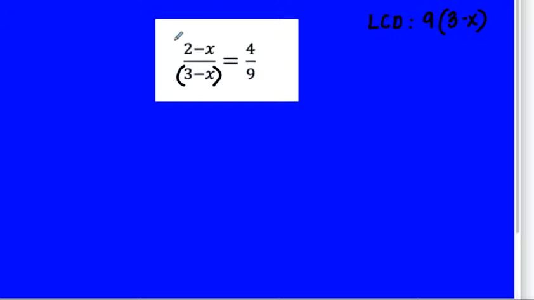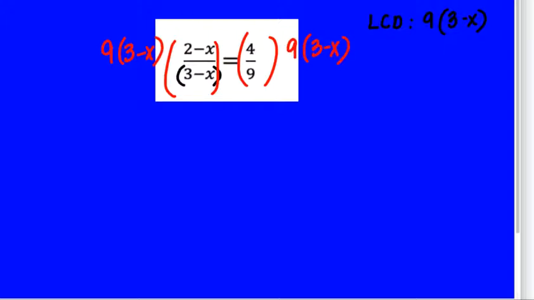Okay, so I'm going to multiply both sides by 9 times 3 minus x and 9 times 3 minus x. All right, again, clearing the fractions. So now the 3 minus x on this side cancel, and I have 9 times 2 minus x. And the 9's cancel over on this side, so we're left with 4 times 3 minus x.